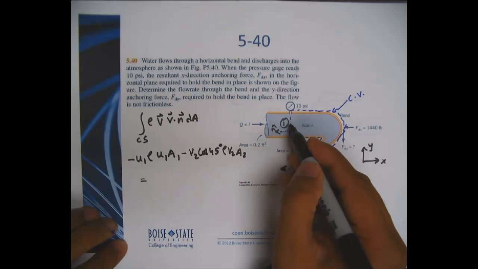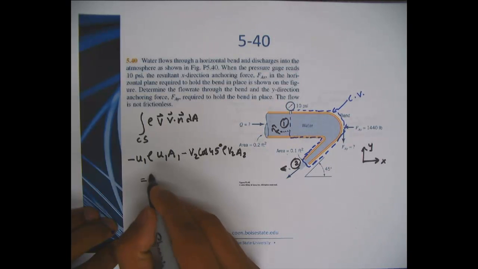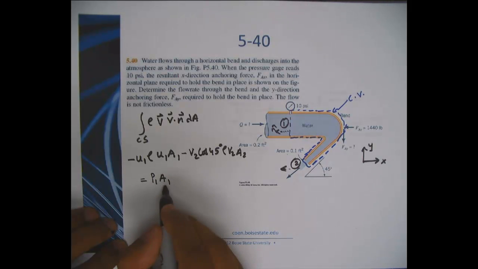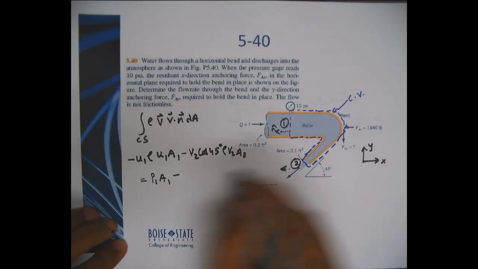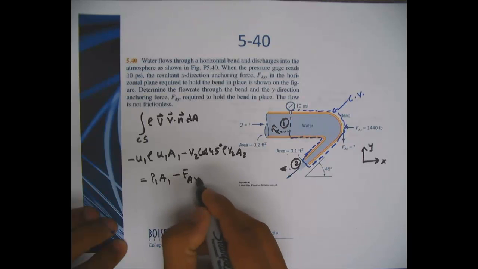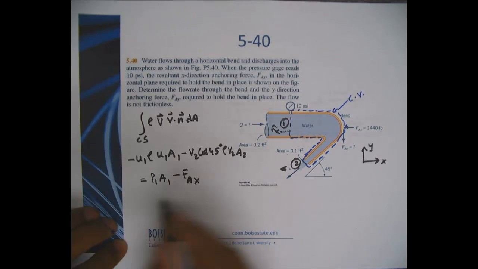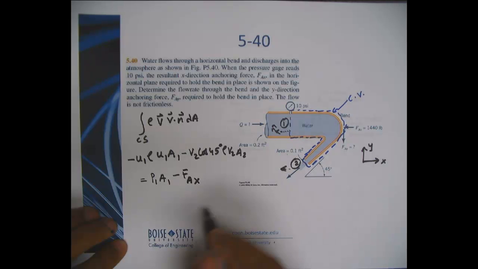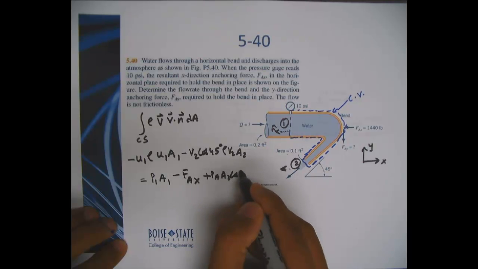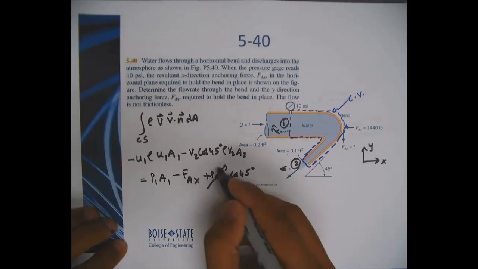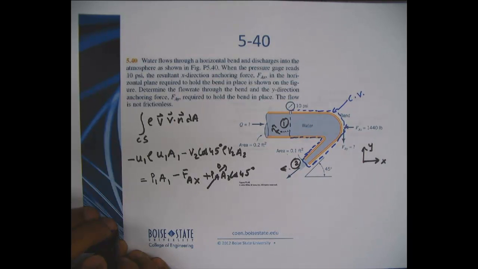One would be this pressure, and you can multiply with the cross-sectional area to get the force, and then based on our convention, this anchoring force in the x direction will be negative. And even though this is an exposed atmosphere, you should probably still write the pressure force here. However, if you consider gauge, this guy is 0.